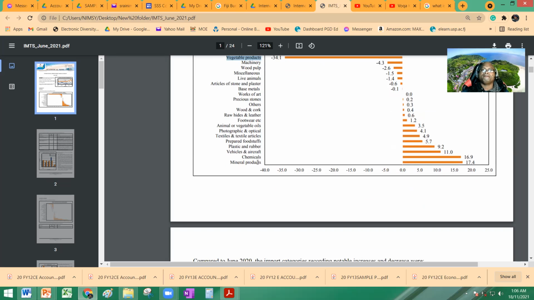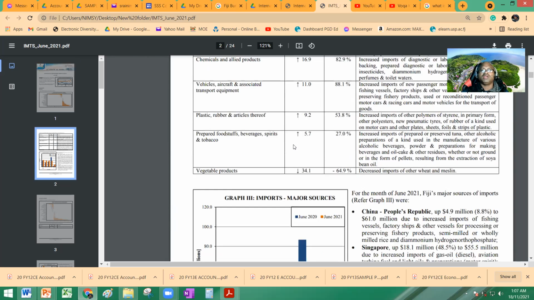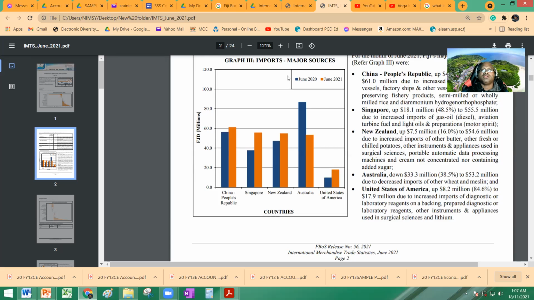So we have all this product that we import. Here: mineral product, chemical, vehicle and aircraft, plastic and rubber, prepared foodstuff, textile, photographic and optical, animal, vegetable oil, footwear. So then the list goes on. The next graph here is the import of major sources. These are the names of the countries that we import from, and graphically how much.